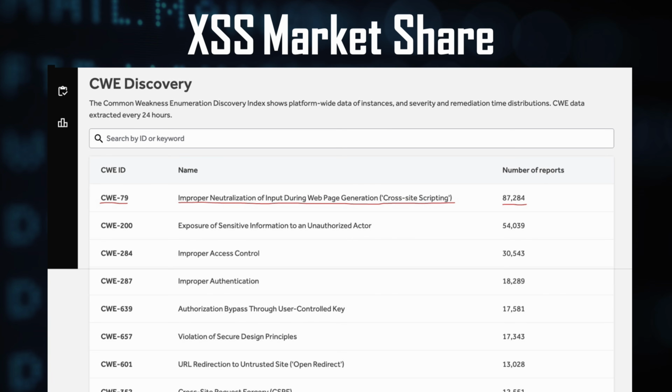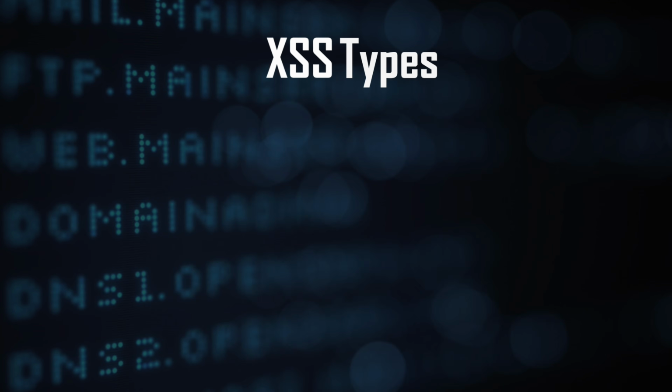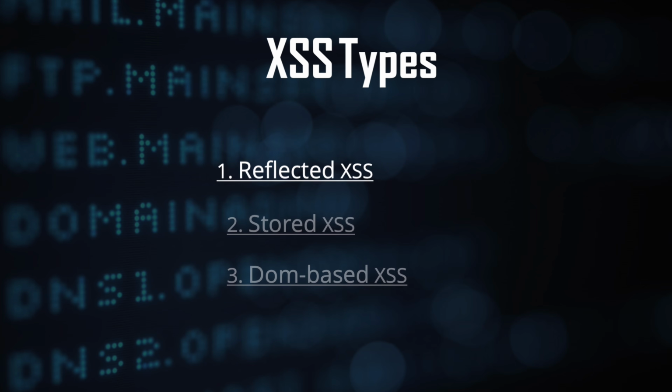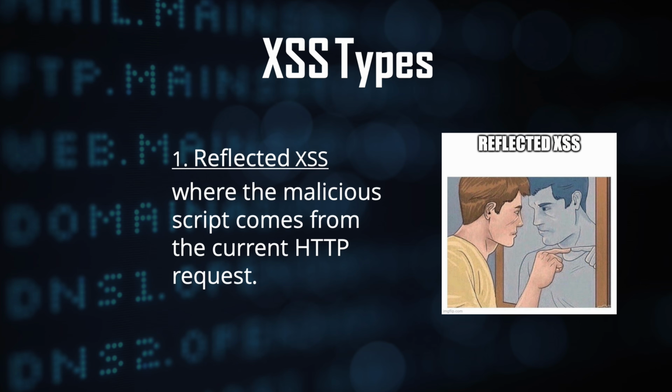So let's talk about different types of cross-site scripting. We have reflected cross-site scripting, stored cross-site scripting, and the last one, DOM-based cross-site scripting. Reflected cross-site scripting arises when an application receives data in an HTTP request and includes that data within the immediate response in an unsafe way. Let me show you how.